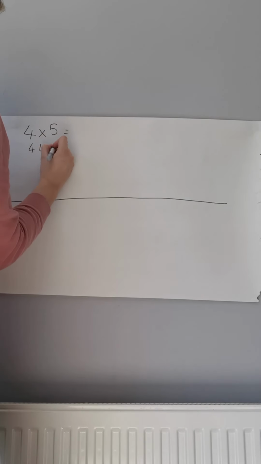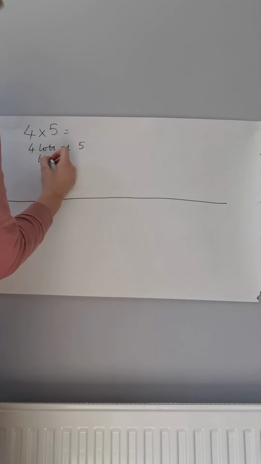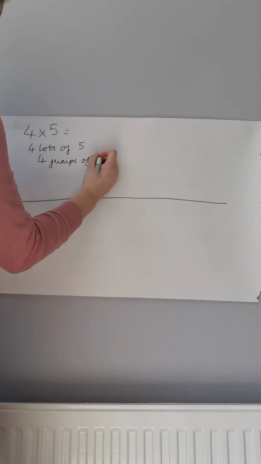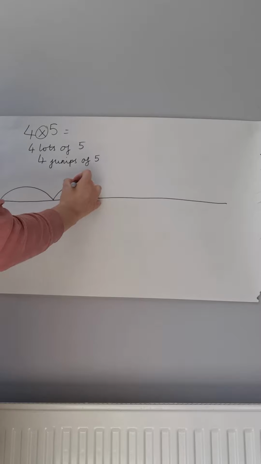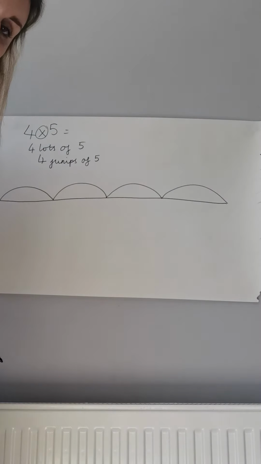So this number line, what we're going to do is we're going to do some jumps onto the number line. Now 4 times 5 means 4 lots of 5, or 4 jumps of 5, okay? So if you see that times as jumps of or lots of, we know that we need to do 4 jumps of 5. So I'm going to draw 4 jumps. 1, 2, 3, 4. You can see why the children call them camel humps now.